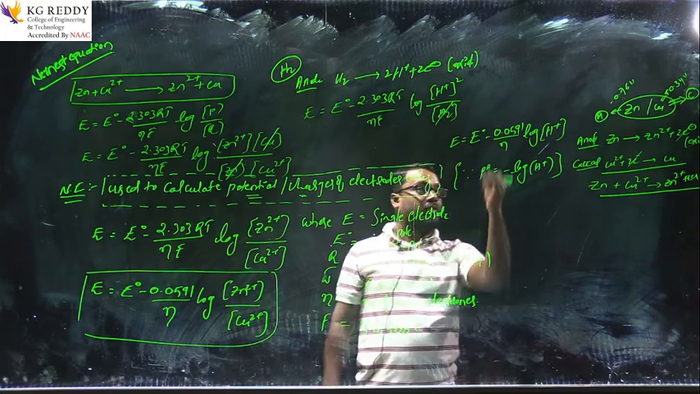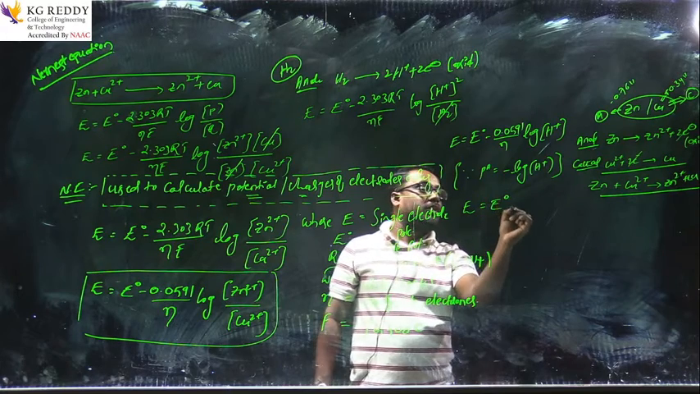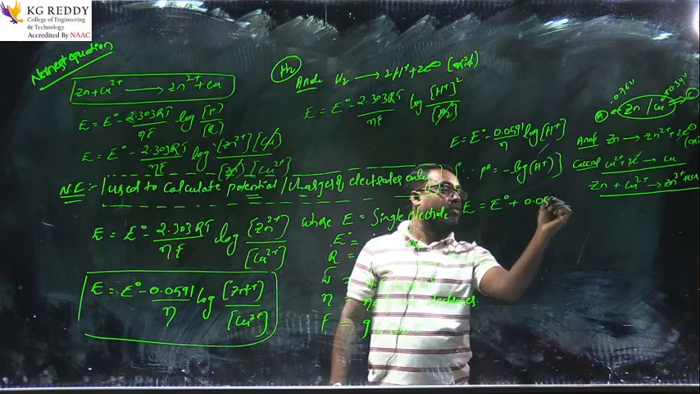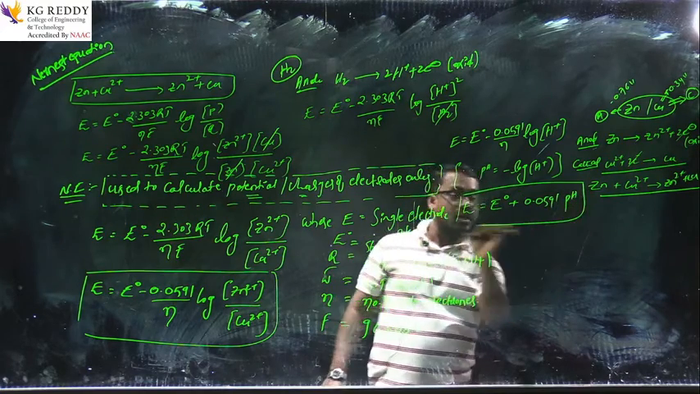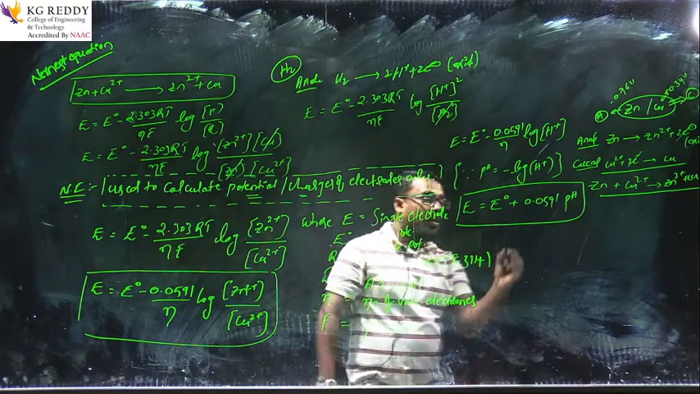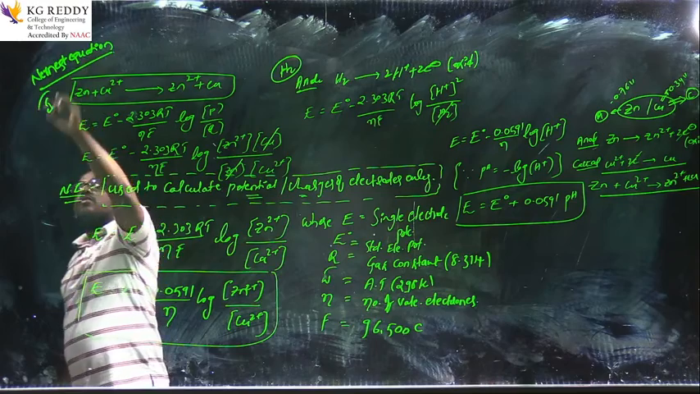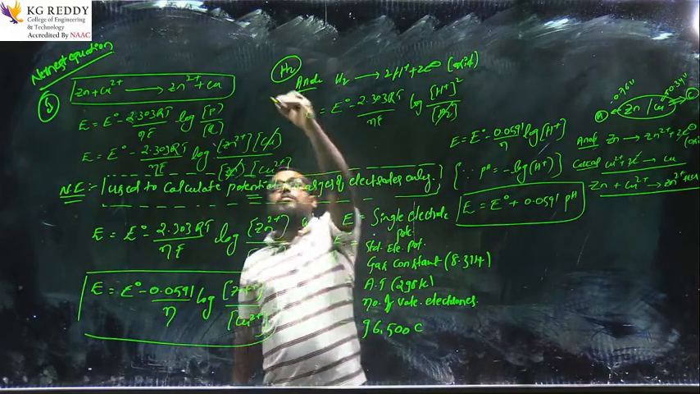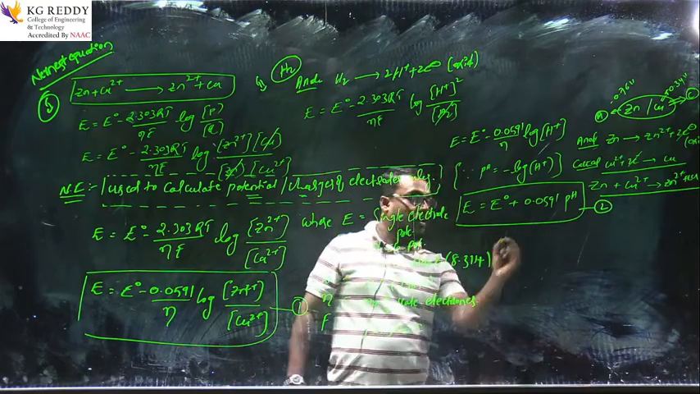So substitute this. The above equation will become E naught, and minus into minus becomes plus, 0.0591 times pH. This is another equation. For example, this is step 1, so one equation you will get. This is the one equation. This is step 2, the second equation. And the next one is step 3.